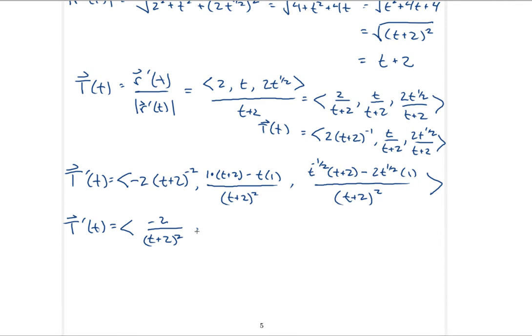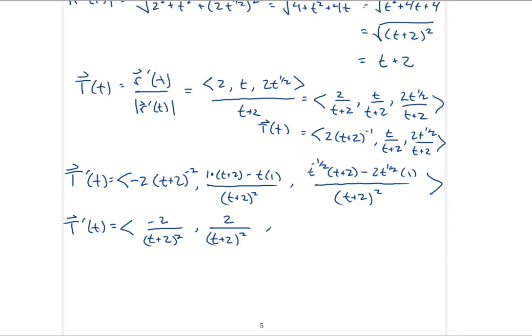And then we'll have, so here we're going to have t plus 2 minus t, so that's just going to be 2 over t plus 2 squared. And then we have a little bit more going on over here. So what I would suggest here is understanding that we probably need to deal with this t to the negative 1/2 here a little bit better.